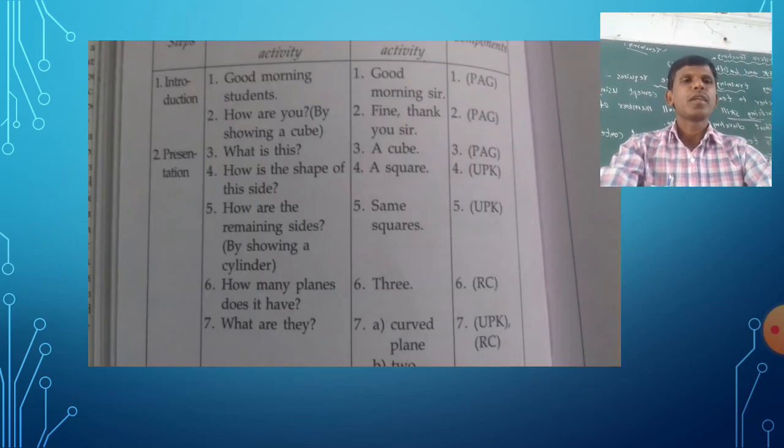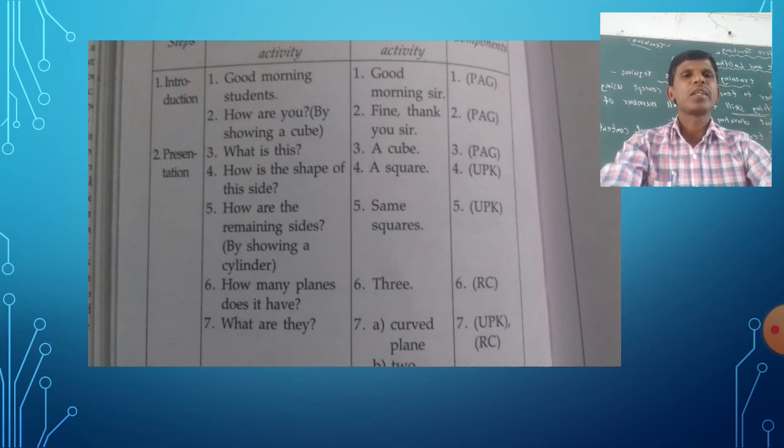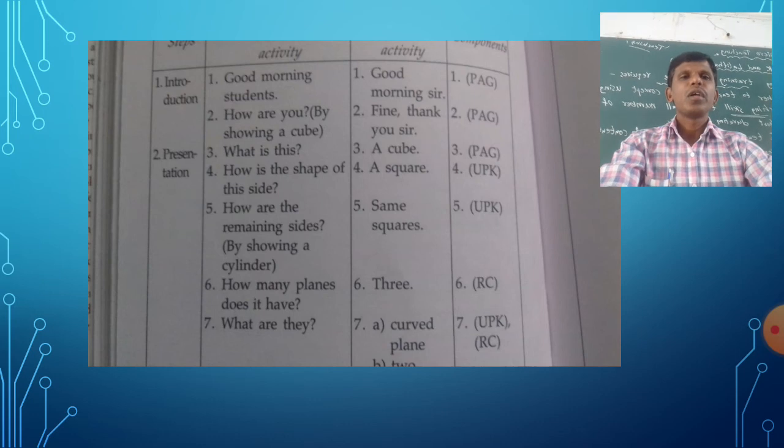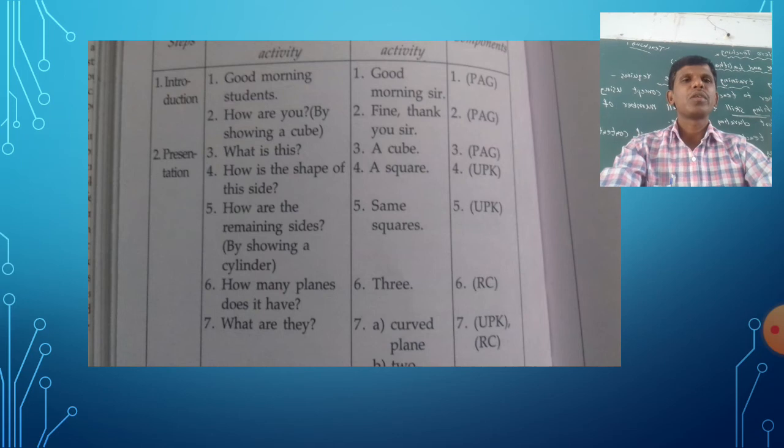Now we will see how to start the lesson. In the first step we are giving the introduction. Introduction means wishes and greetings, all these things come. So in the teacher activity we should greet the students. If it is morning we should greet them, good morning students. Then automatically the students greet us, good morning sir or madam. That is called preliminary attention gaining in the component column. We should not write it on the blackboard as it is.